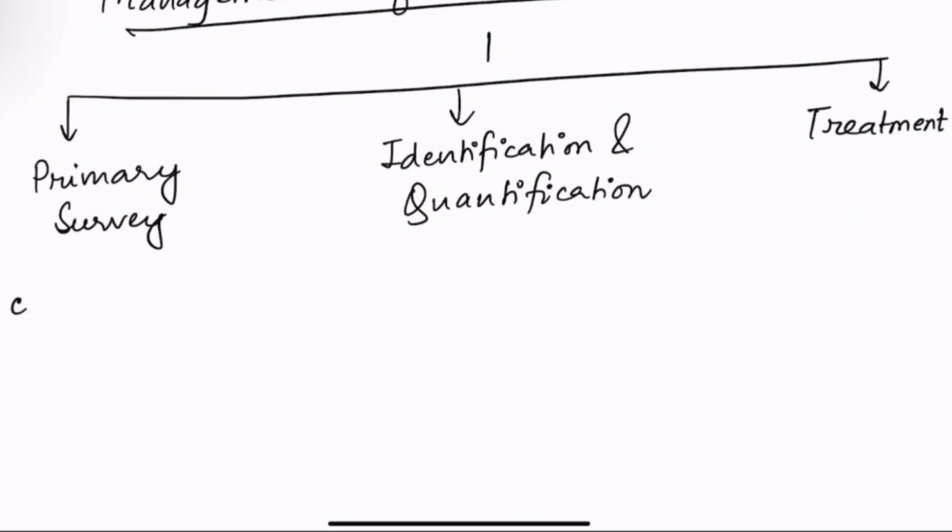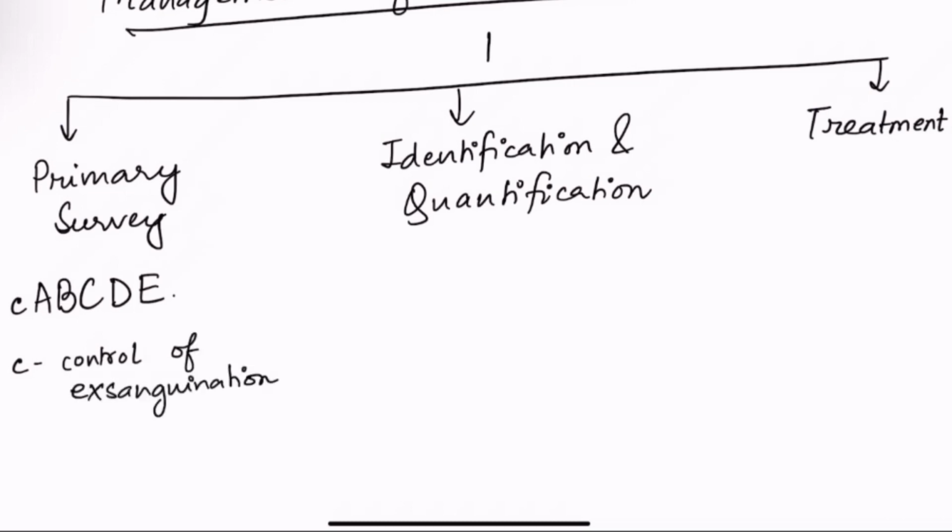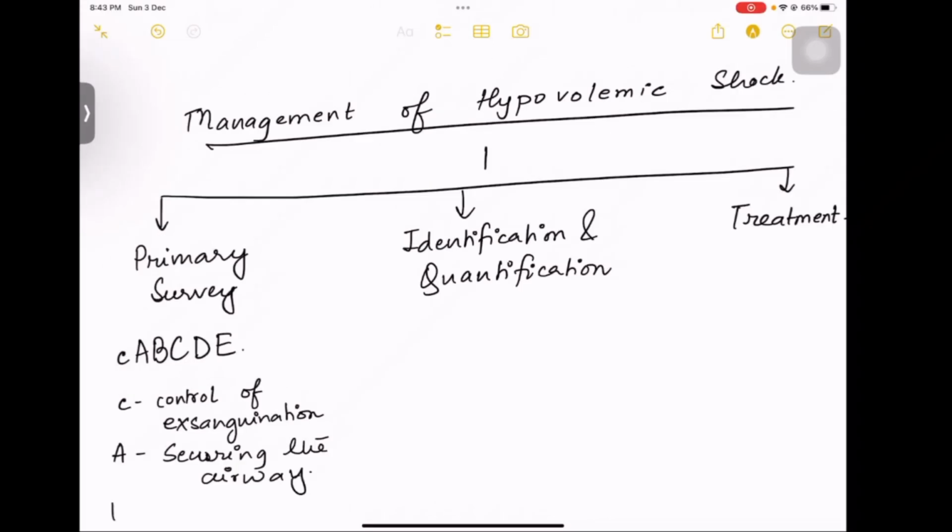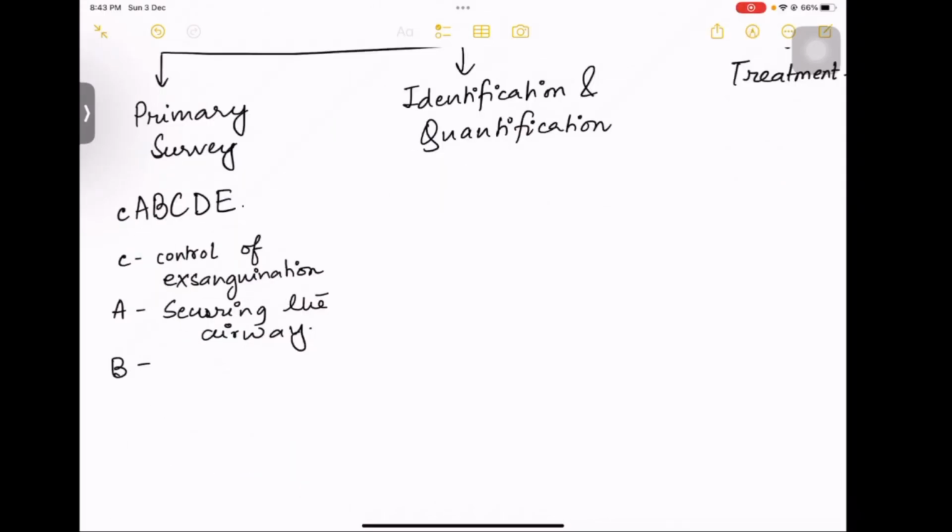So in primary survey, as in any case of emergency, you have A, B, C, D, E. Here you also add one small c. What does c stand for? Control of exsanguination. Then A is for airway, B is for breathing, C is for circulation, D for disability, E for exposure. Now, how will you secure the airway?